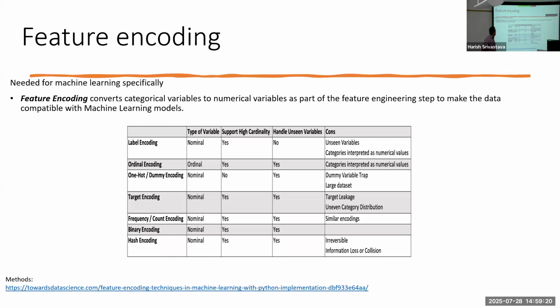There are many encoding techniques: label encoding, ordinal encoding, one hot dummy encoding, target encoding, frequency count encoding, binary encoding, and hash encoding. I'm going to explain three which are most commonly used. Label encoding is used everywhere. It is the most common and the easiest of all. Label encoding basically gives a number: 0, 1, 2, 3, 4, 5, depending on how many different types of data you have.